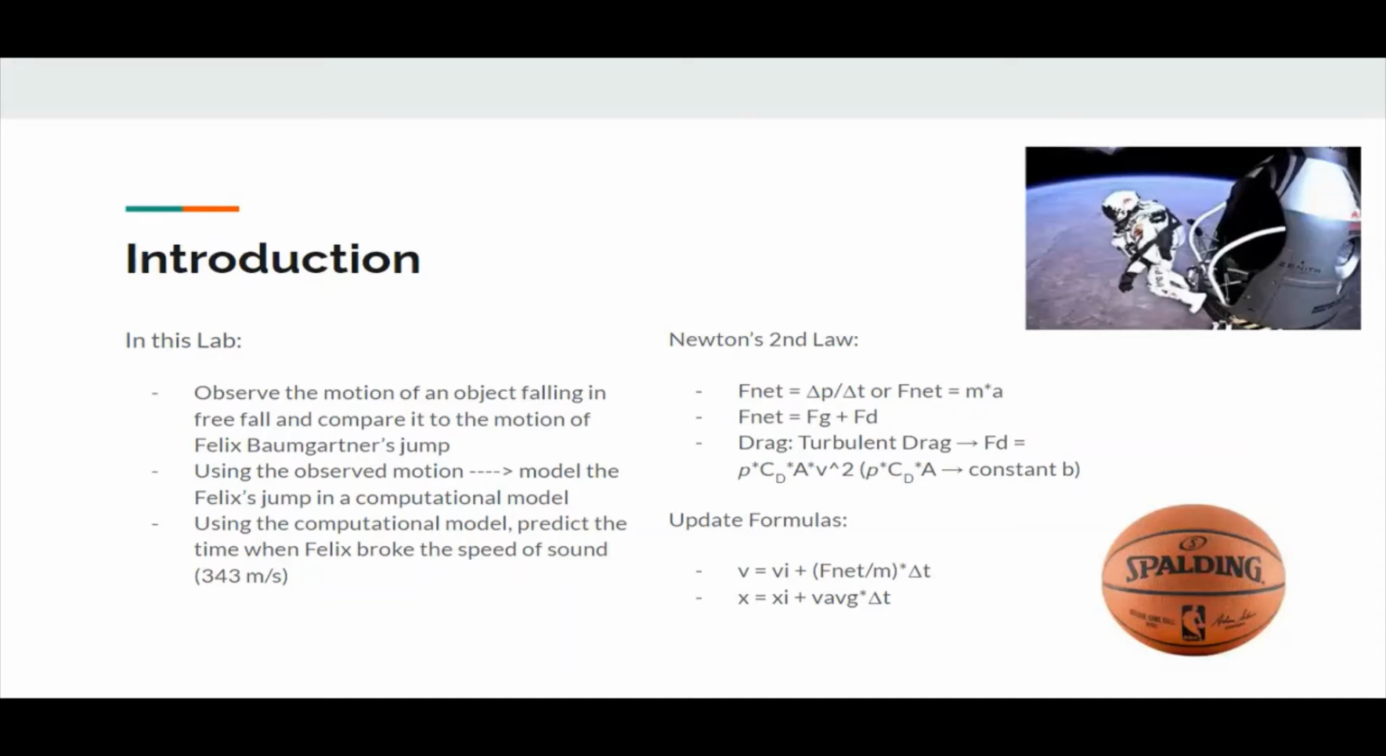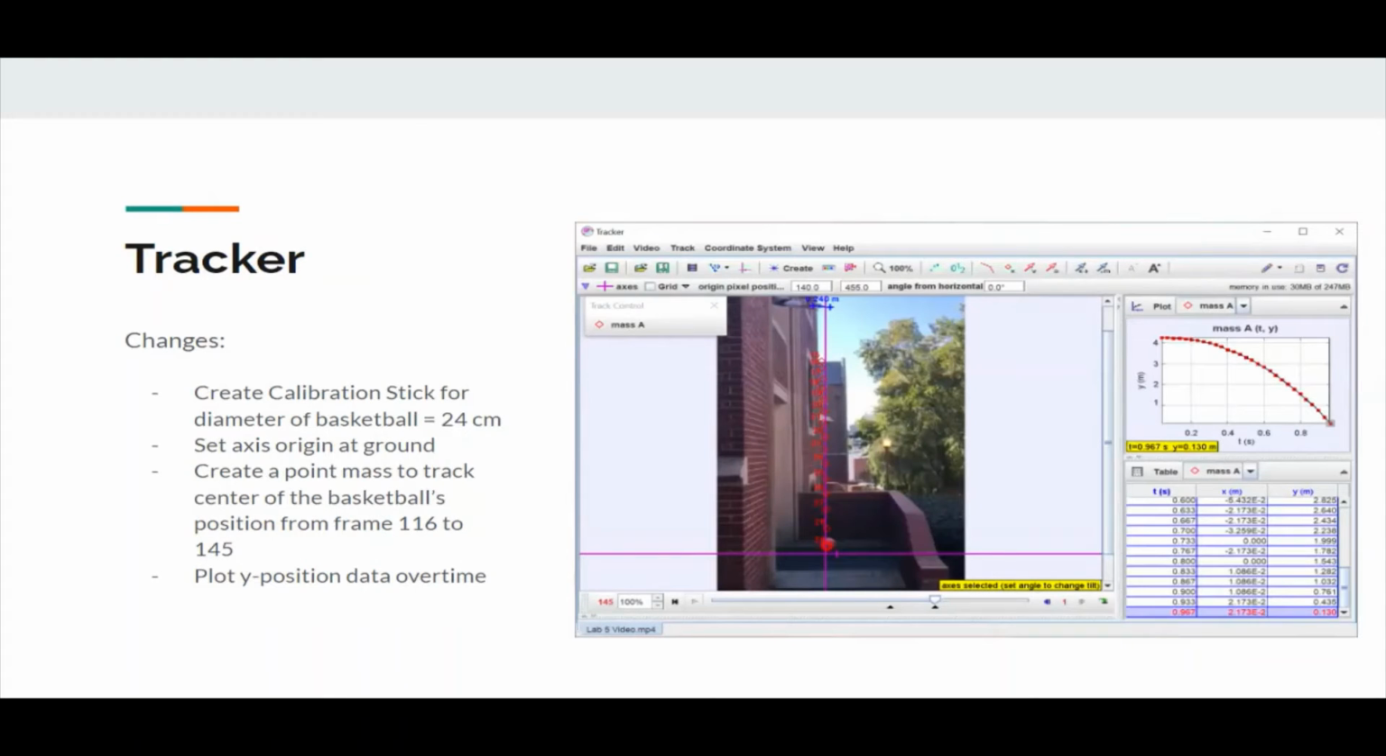I will also use the update formulas for velocity and position to predict the motion of Felix in a computational model. In Tracker, I will analyze the motion of a falling basketball. To begin, I create a calibration stick of the basketball's diameter, which is 24 centimeters, set the origin of the axes at the ground, and then create a point mass to track the center of the basketball's position, from frame 116 to 145. With this point mass, I will record and plot the change in y position over time.